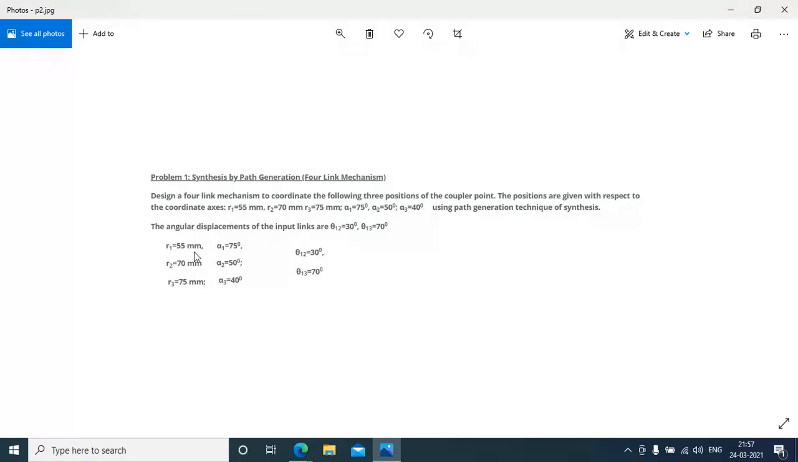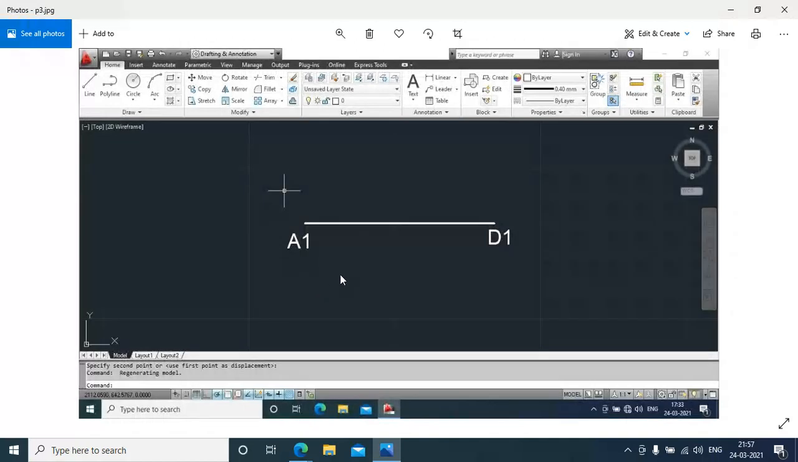R1 is equal to 55 mm, alpha 1 is equal to 75 degrees, R2 is equal to 70 mm, alpha 2 is equal to 50 degrees, R3 is equal to 75 mm, alpha 3 is equal to 40 degrees. The angular displacements of the input links are theta 12 equal to 30 degrees and theta 13 equal to 70 degrees. First we have to assume the length of the fixed link, that is A1 D1. You can take any length.